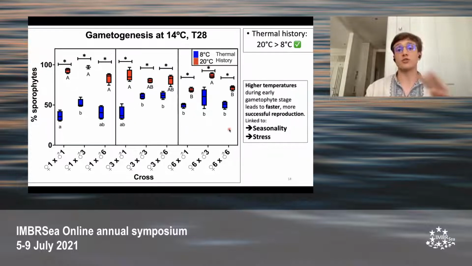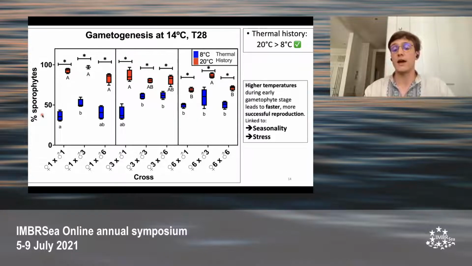Then looking at gametogenesis completion, so here we are on day 28, the last day at which we measured gametogenesis, and we looked only at females that have at least one sporophyte. And here the results are decisive, as every single cross has a higher percentage of successful females when coming from the 20 Celsius thermal history. From this, we can deduce that higher temperatures during the early gametophyte stages lead to faster and more successful reproduction in gametophytes.